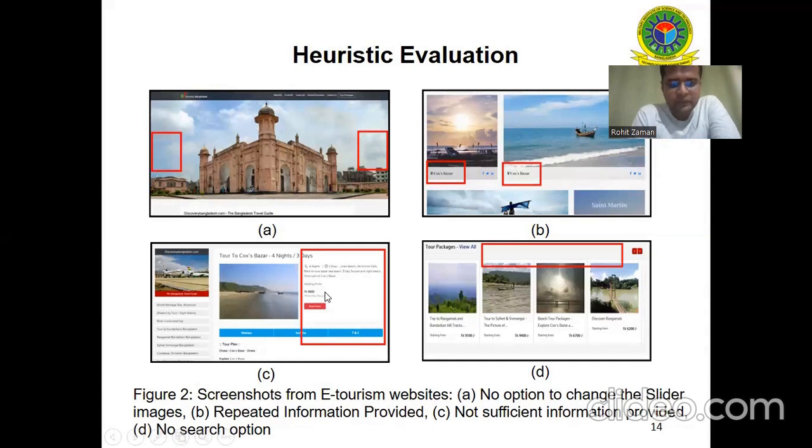And there on the third website, there's not sufficient information provided, like the tourist spot should have some more information, right? And on the second and the last one, as you can see, there's no search option, like you can't search.